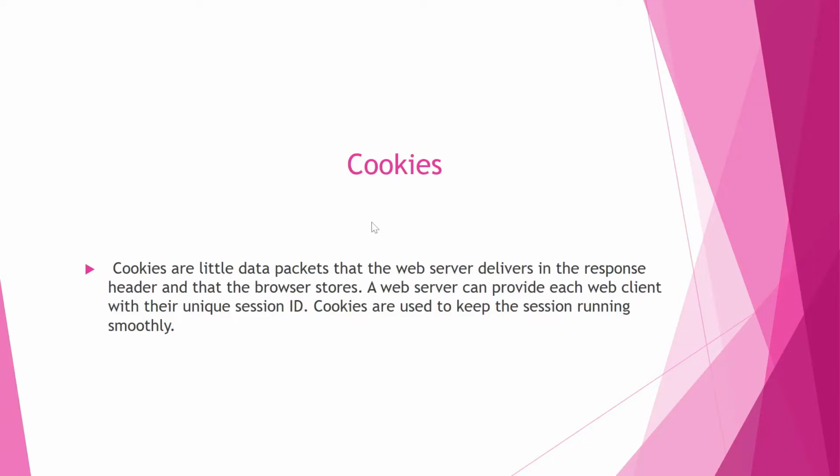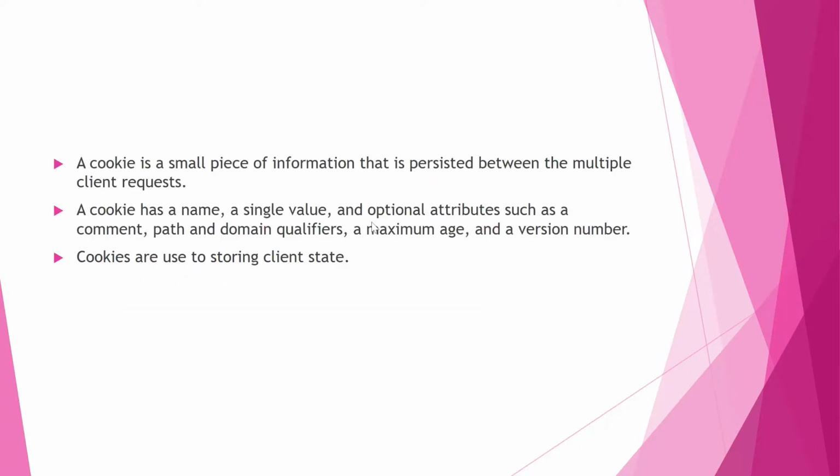Cookies. Cookies are little data packets that the web server delivers in the response headers and that the browser stores. A web server can provide each web client with their unique session ID. Cookies are used to keep the session running smoothly. A cookie is a small piece of information that is present between the multiple client requests. A cookie has a name, a single value, and optional attributes such as a comment, path and domain qualifiers, a maximum age, and a version number. Cookies are used for storing client state.